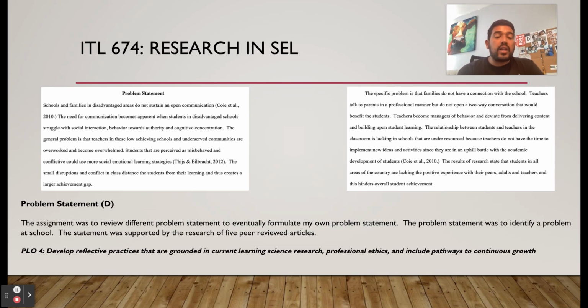I felt like we developed this. I was developing a mastery in this, and so that's why I put developing for this one. And I chose 4 because I'm reflecting on practices that are grounded in science research. So it wasn't like, well, I think this is going to work because kids need this. No, I had to actually find the research behind it.